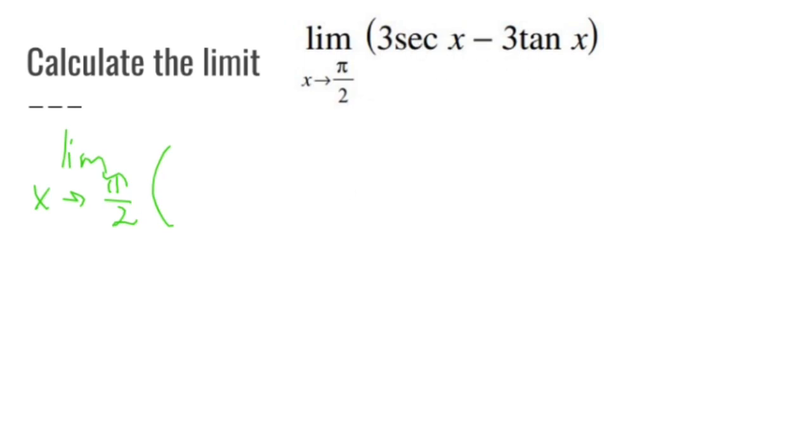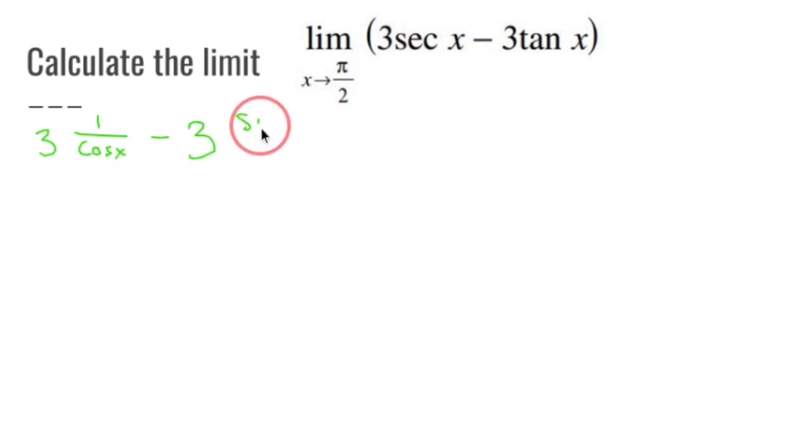But you know what I do see? Let's write this out, and let's get rid of all this limit stuff. I'll attach it later. Okay, 3 secant x. Secant is 1 over cosine. So this is the same thing as 3 times 1 over cosine x. Tangent is the same as sine over cosine. So sine x over cosine x.